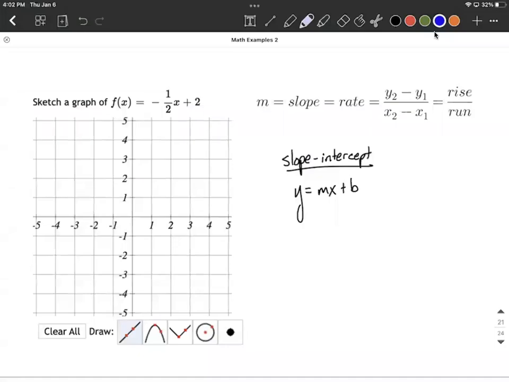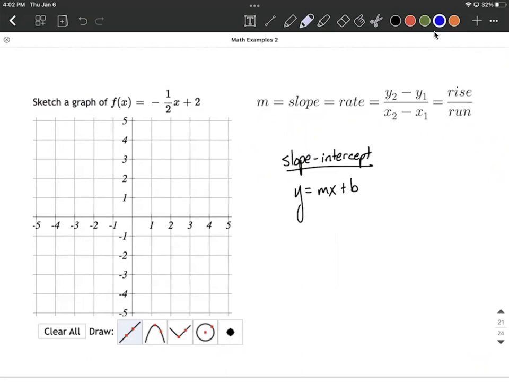Okay, let's graph this linear function. f of x equals negative 1/2 x plus 2. So to graph this, usually what I do is I want to locate all the information that's given to me. With this one, it's in slope-intercept form. It's going to be a line.